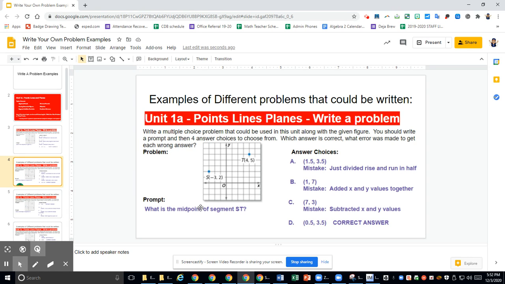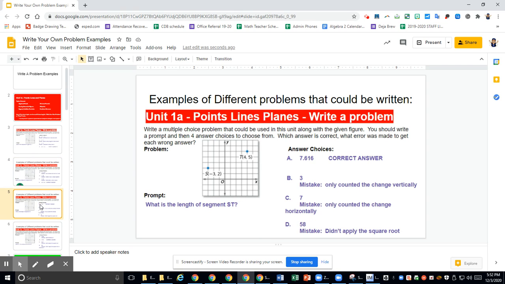So this is the one that we just did as one of my examples. Another example is, what is the length of segment ST? So I use the distance formula to get my length. And remember, the distance formula involves a square root, so maybe we didn't apply the square root to get a mistake. Or maybe instead of using my distance formula, we just said, oh, it's a vertical change of 3.